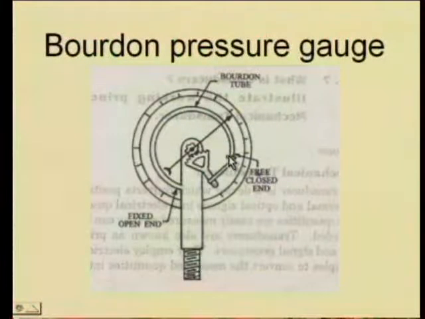will be transmitted to the link, and through which it is given to the sector, and the sector will try to rotate the pinion. To the pinion the pointer is fixed. So this is how the pressure of the particular fluid like steam or any other chemical or whatever it is there, that will be transmitted to the tube, and the tube will deform, and such deformation or deflection will be transmitted through all these links to the final pointer. That is how one can read the pressure. So the Bourdon pressure gauge application can be understood like this.